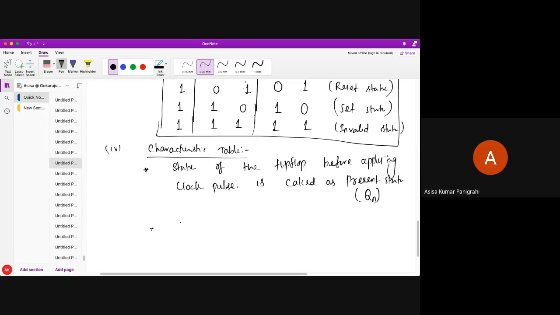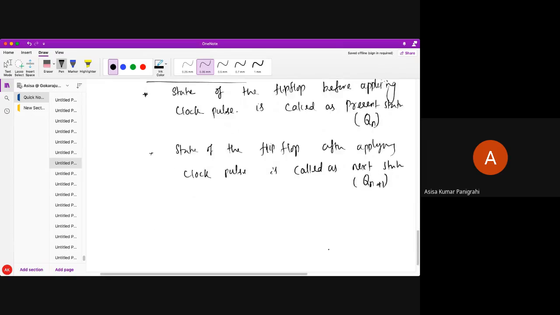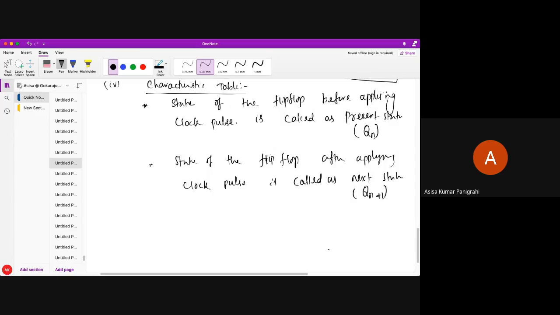Now, the state of the flip-flop after applying the clock pulse is called the next state of the flip-flop. What is the next state? Qn plus 1. Before application of the clock pulse, the flip-flop is in the present state. After application of the clock pulse, the flip-flop goes to the next state.